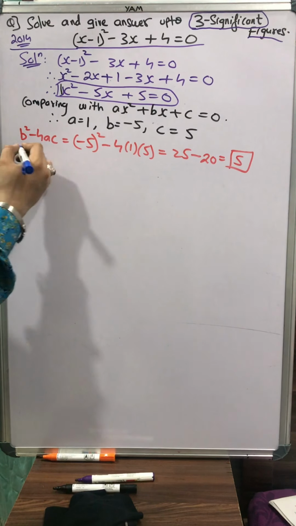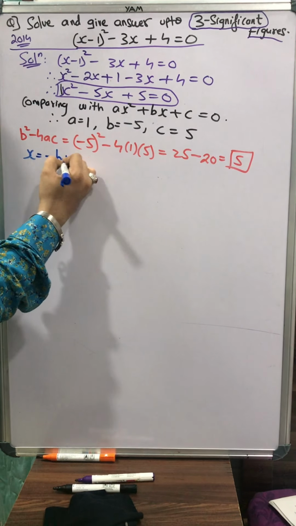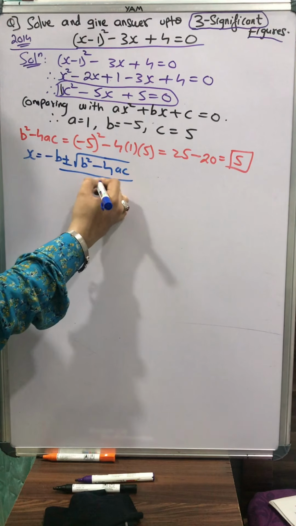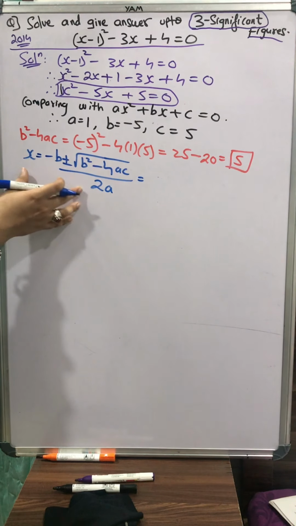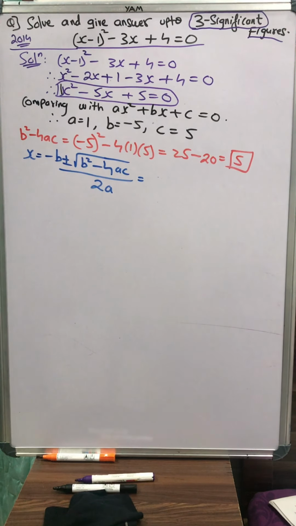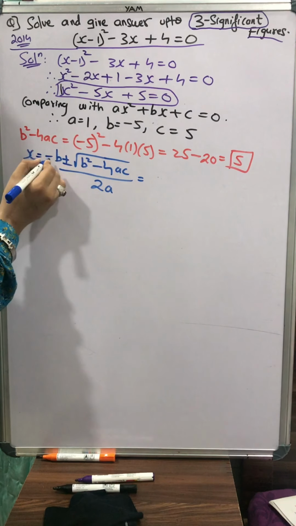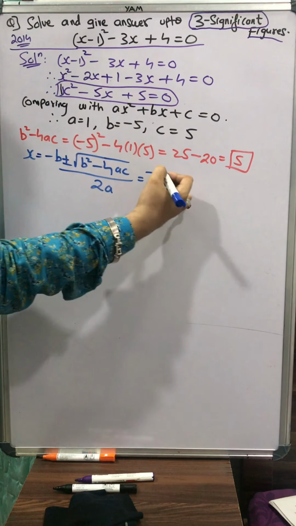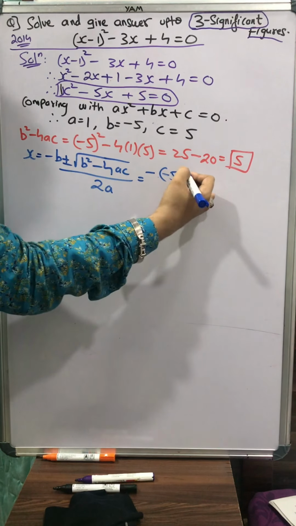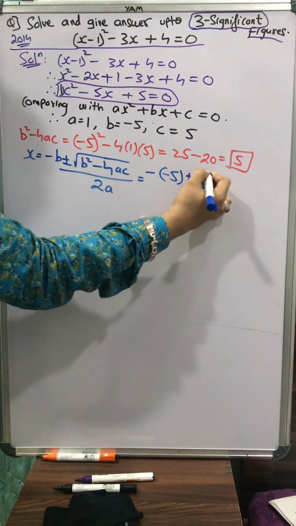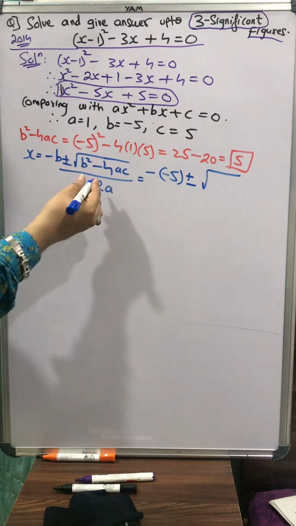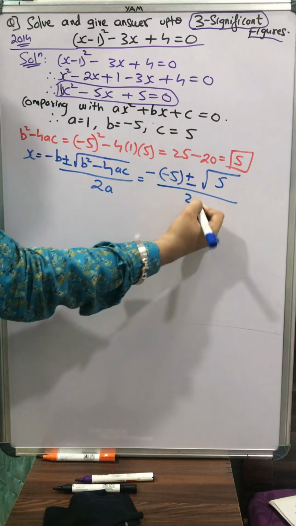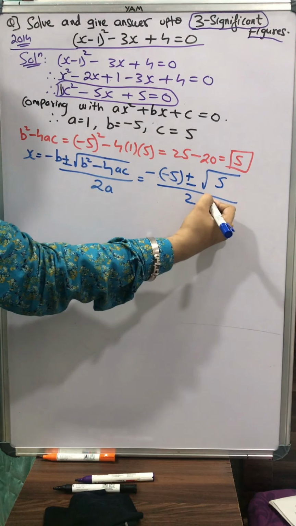Now let's apply the formula. What's my formula? x is equal to minus b plus minus root of b square minus 4ac, the whole upon 2a. Students, I don't have place. You have to do it vertically. I am doing it horizontally. x is equal to minus, this minus is the formula's minus, so minus will remain. B, what's my value of b? My value of b is minus 5. So I'll write here in the bracket minus 5. Plus minus, I'll write as it is. Square root, b square minus 4ac, I know the value is 5. So I'll just write 5, the whole upon 2a. What's the value of a? A is 1, so I'll write in the bracket 1.